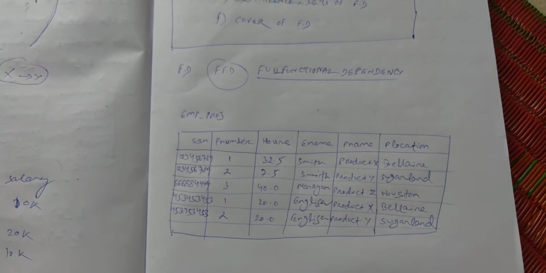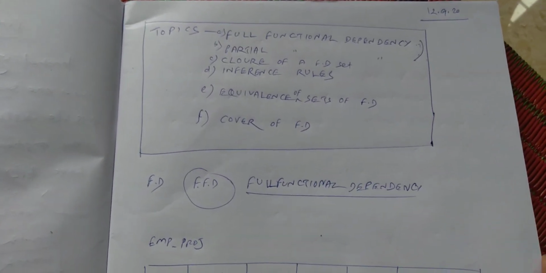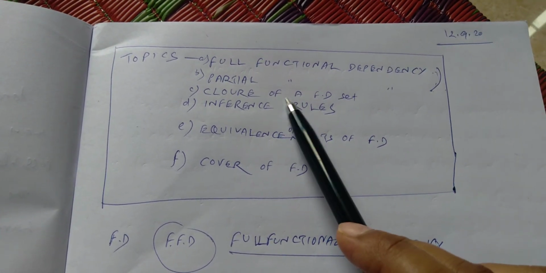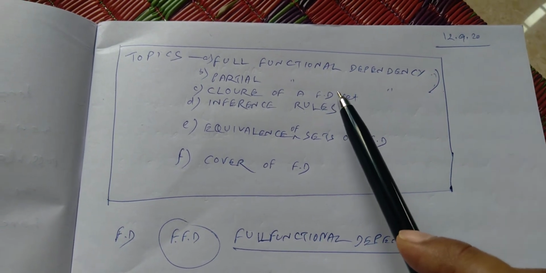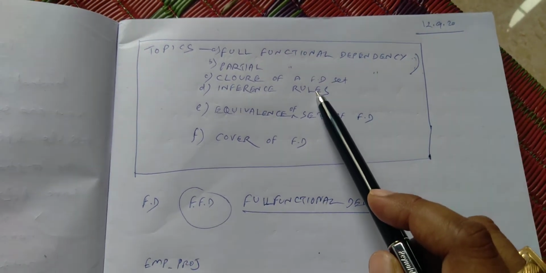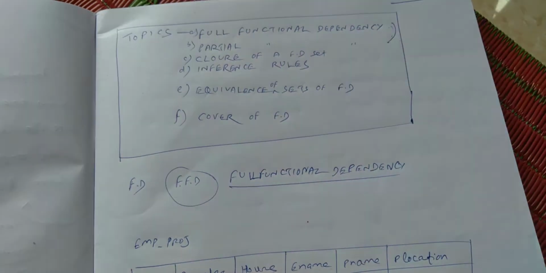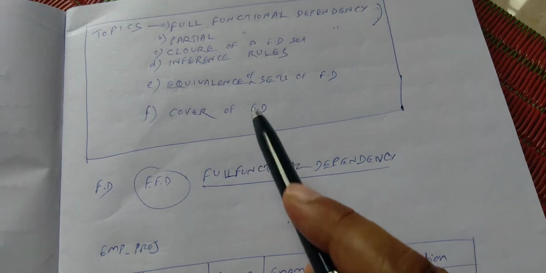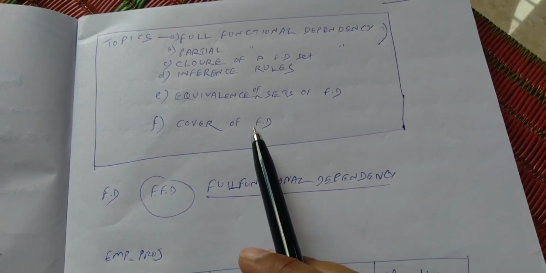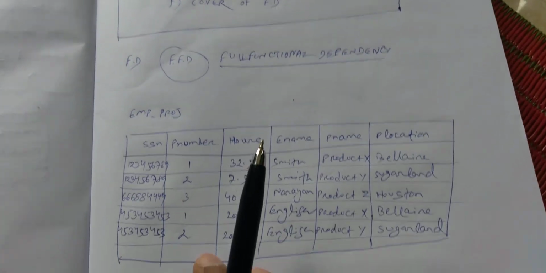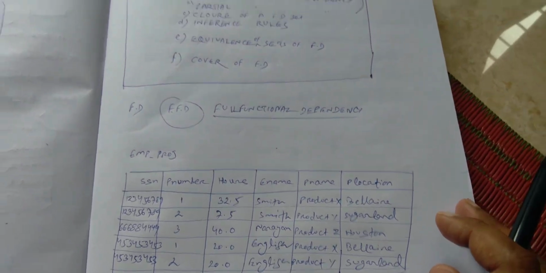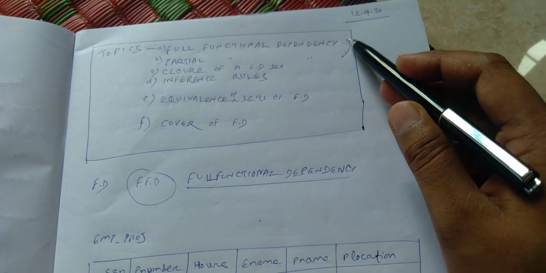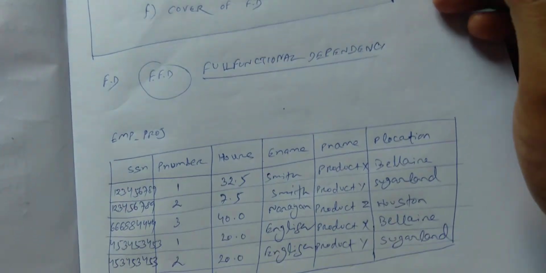So today's class we will see these topics: full functional dependency, partial functional dependency, closure of a functional dependency set, different inference rules, then equivalence of functional dependency sets, then cover of functional dependency set. Okay, so first thing is, what do you mean by full functional dependency and partial functional dependency? They are under the same part, full and partial functional dependency.